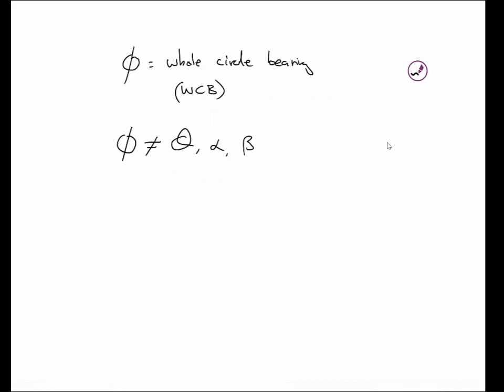So if I have a point A and a point B, as long as I know where north is, and I know which direction I'm moving in, so I'm moving from A to B, my whole circle bearing is measured from north, moving clockwise until I hit that line. So that's phi AB.